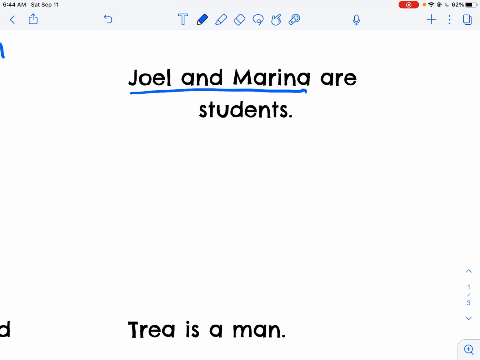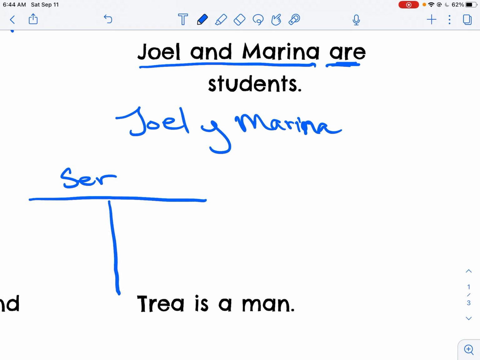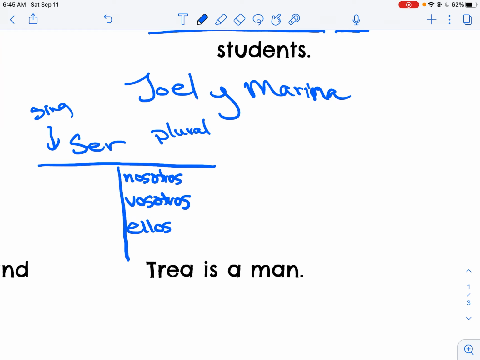Okay, next door. We're translating exactly how it is. Joel y Marina. Can't spell Marina. So, that comes from the verb ser. This is the singular side. This is the plural side. Now you have to determine Joel and Marina. Is that singular or plural? That's plural. The very first one is we. Well, that doesn't say anything about I. There's no I there, so it can't be that. Vosotros. There's nothing about you there, so it can't be that. Ellos, on the other hand, ooh, it could be they. Now, is it the feminine they or is it the masculine they? Well, Joel is a masculine person, so it's going to be a masculine they. So what is the conjugation of the verb? The conjugation of the verb is son.